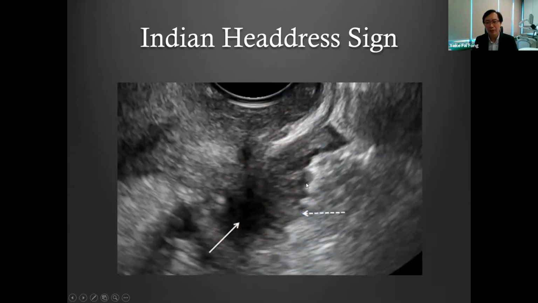Okay, so when you see something like this, right, this is a danger sign, okay? There's a DIE nodule over here, and you can see your rectum being folded up like this, yeah? Right? So the Indian headdress sign is actually a bad sign. Like I said earlier, there's certain bad signs to see. So this is a bad sign.